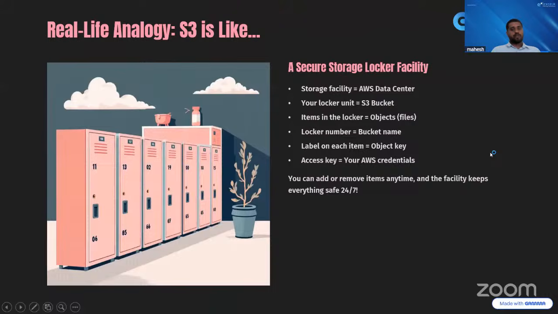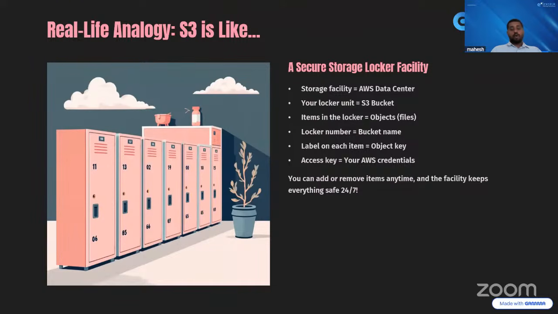A secure storage locker facility. The storage facility is like an AWS data center, where we are going to store the data and retrieve the data as well. Your locker unit is the S3 bucket, like the lockers that we have. And after that, we have items in the locker. Whatever data is there, these items are very important and need to be taken into consideration.